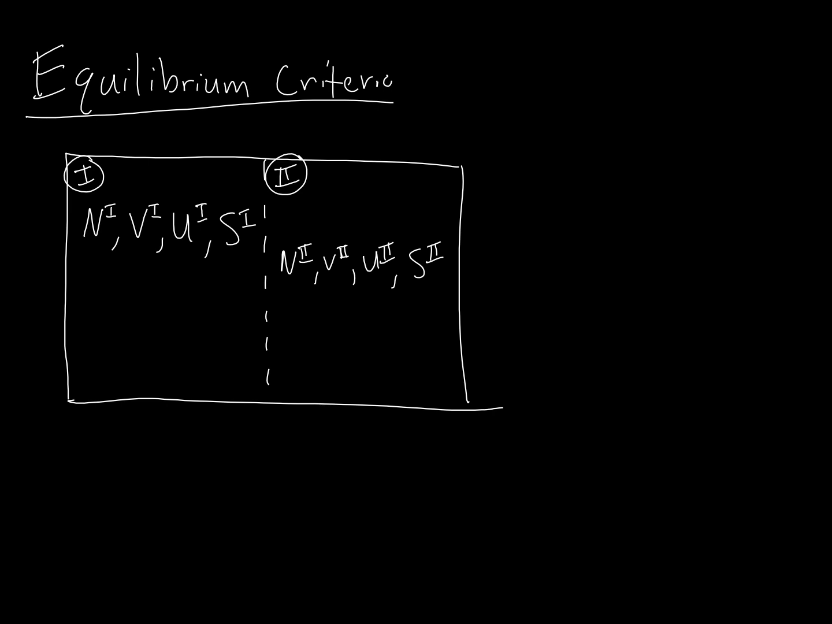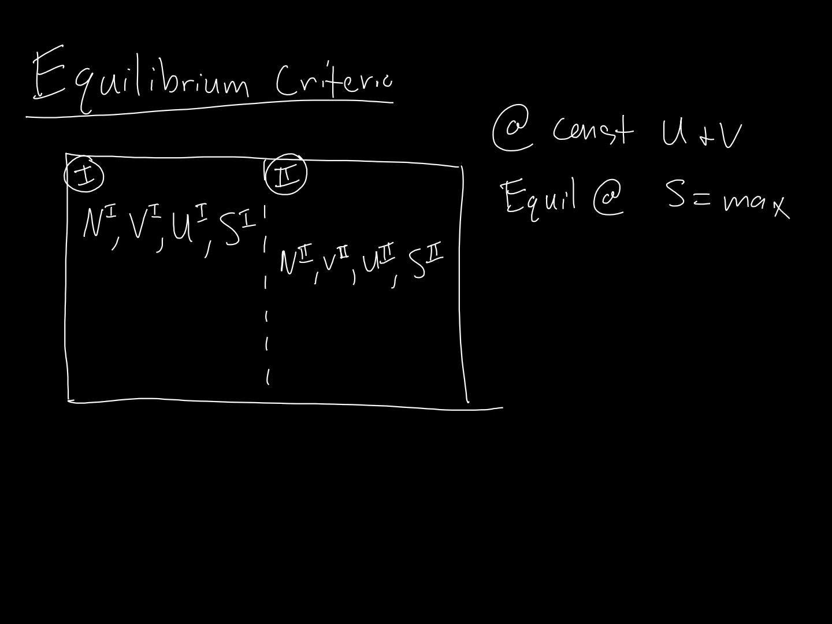So we're going to rely on the second law to basically say at constant U and V, equilibrium is established at S equal to a maximum. So mathematically we can write this as dS is equal to 0, and also that d squared S is less than 0. That's how we know we're at a maximum point.